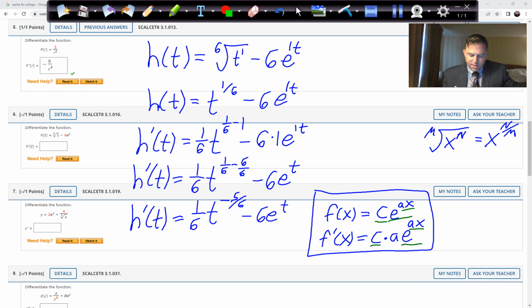And I'm going to see if they're going to let me type that in. No, I bet they won't. So let me write what it's going to be. The 1's going to go all by itself. The 6 is going to come down here, and this is going to become the 6th root of t to the 5th.